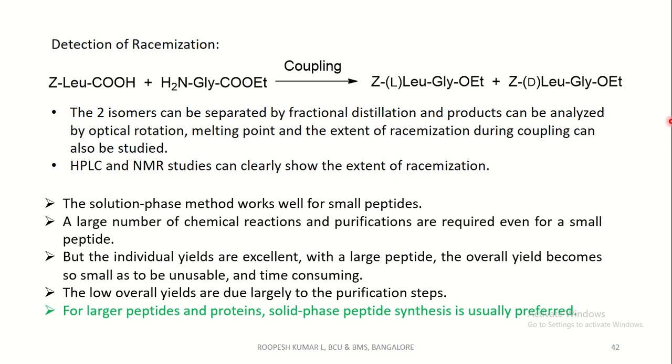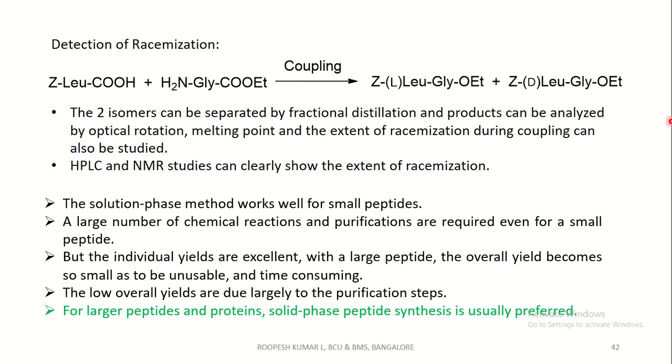With a large peptide, as you extend the chain, the overall yield becomes so small that you can't use it for further studies. And this is a time consuming method. For each and every step there is a purification, washing, and workup. The low overall yields are due largely to the purification steps. That is, during purification yield is lost, and it also consumes a lot of time to purify these peptides. For larger peptides and proteins, solid phase peptide synthesis is usually preferred.